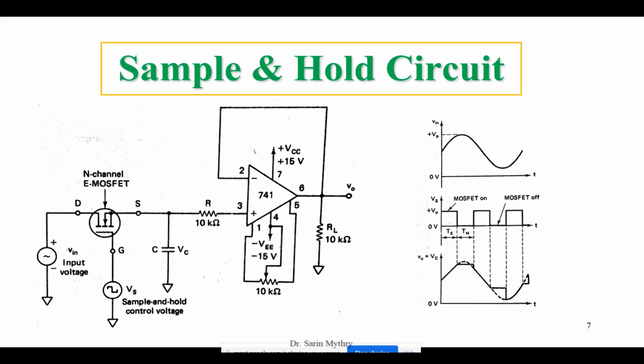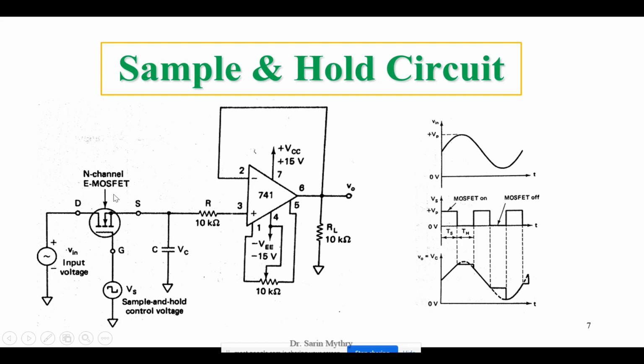Means what? Whenever you give some input signal, that input signal will be sampled. It will be converted in terms of samples, small amounts of the input signal, and whatever data is there will be held at the output until a new input signal is given. In this circuit we can see we have used an N channel E MOSFET.